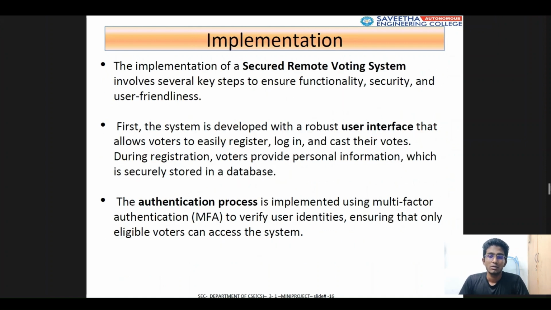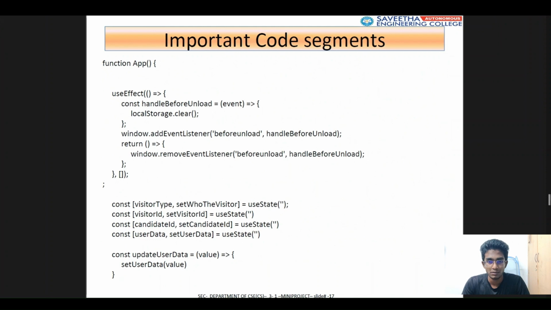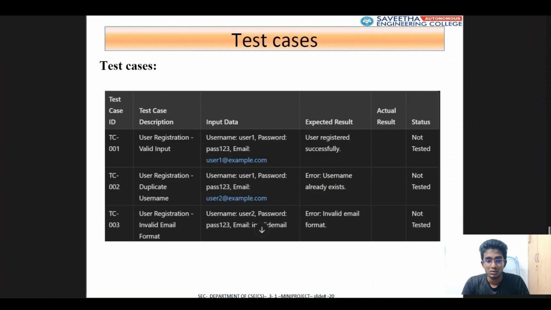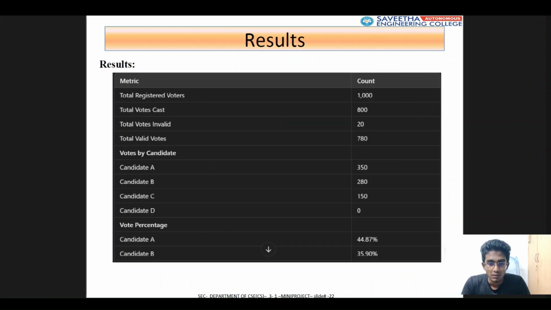The implementation of the secure remote voting system involves several key steps to ensure functionality, security, and user friendliness. First, the system is developed with a robust user interface that allows voters to easily register, log in, and cast their votes. During registration, voters provide personal information which is securely stored in a database. The authentication process is implemented using multi-factor authentication to verify user identities, ensuring that only eligible voters can access the system. These are the important code segments of my project. This is the test case I used to test my project, and these are all the results while getting vulnerability checks and software development goals.